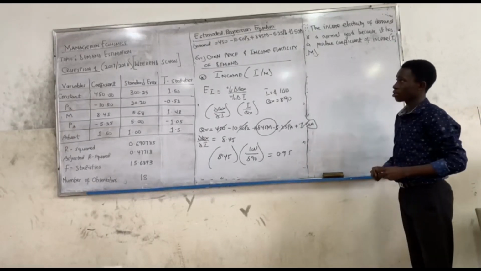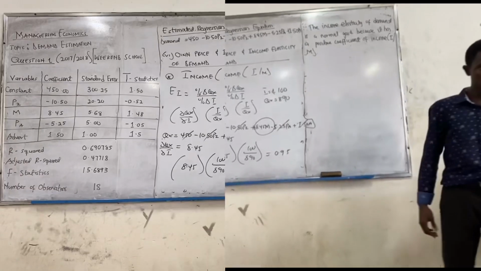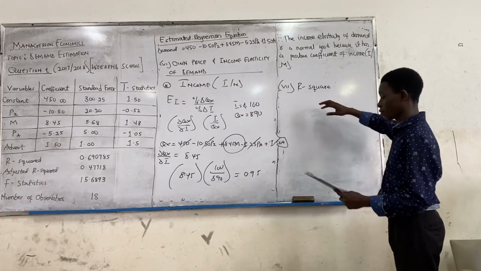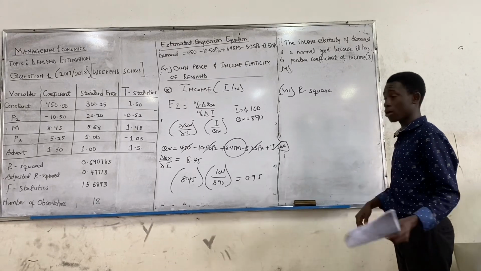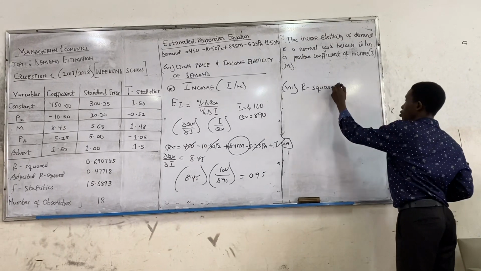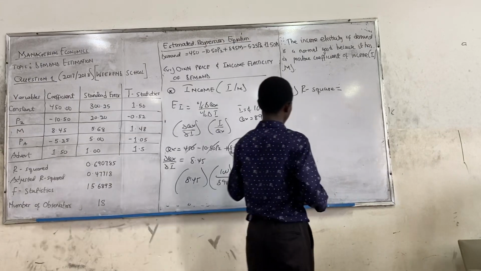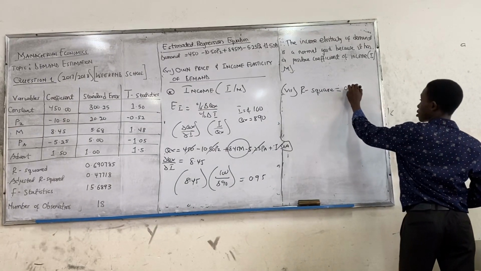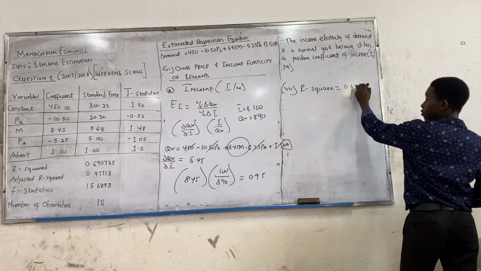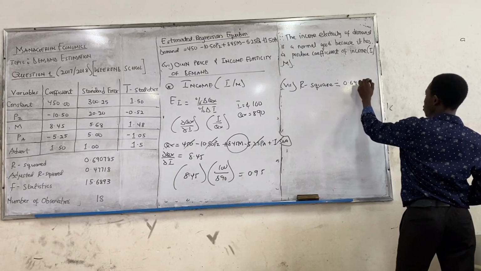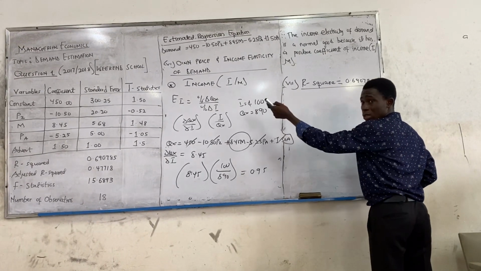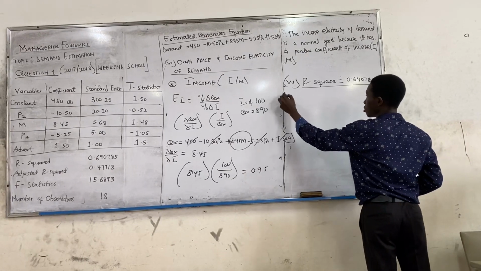So you are done with the income part. We are left with the last question: comment on the value of R squared. So R squared is 0.69075. On our previous note, the same interpretation applies.